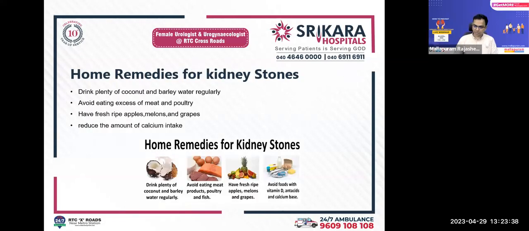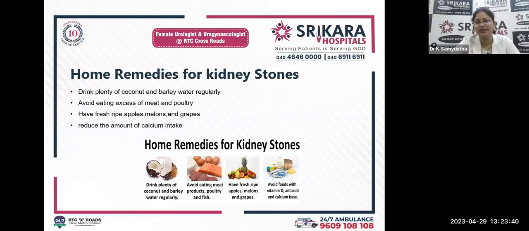So just a couple of home remedies before we end. As I said, have a lot of coconut water. Non-diabetics can have coconut water, barley water, and ample amounts of buttermilk. You can have meat and poultry, but I would suggest reducing the amount of red meat in your food, because it has a lot of urea, uric acid and proteins which will lead to stone formation.